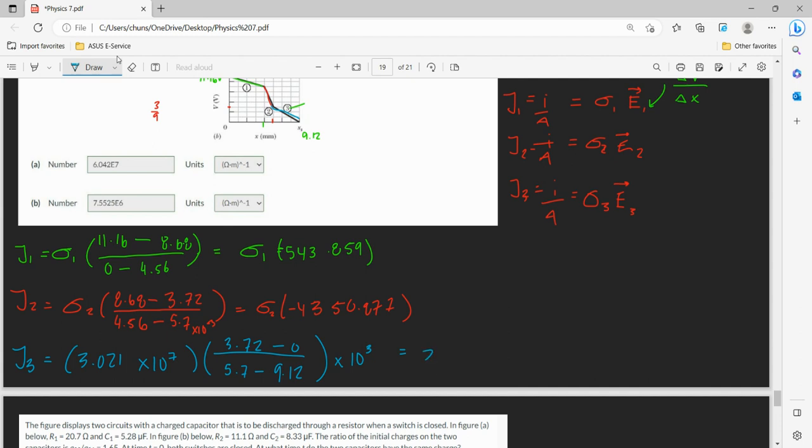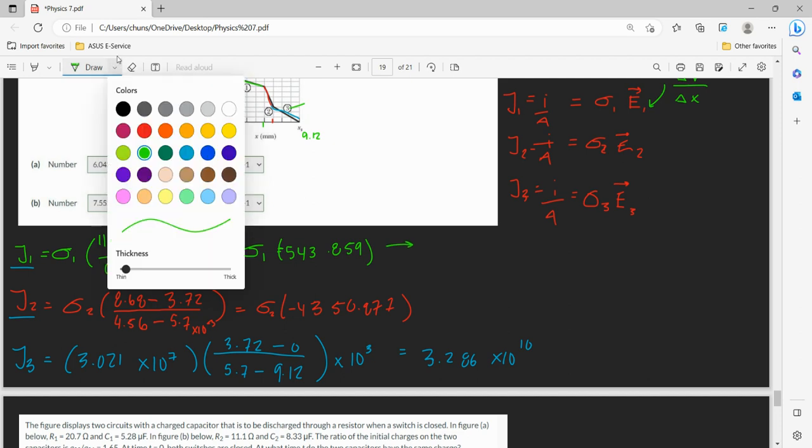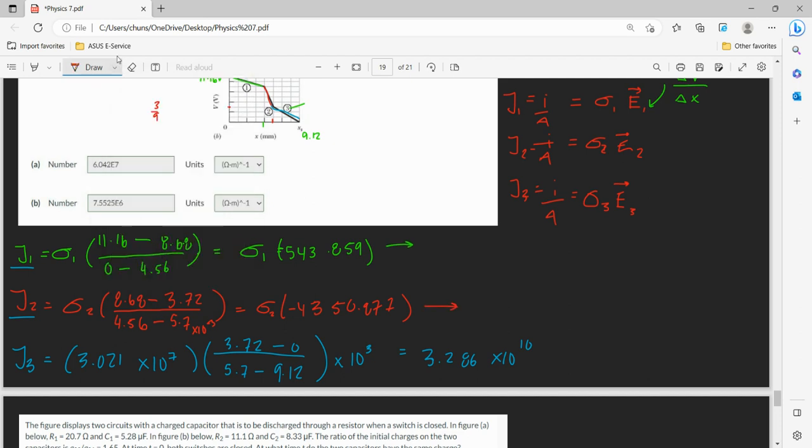And this is this enormous number of 3.286 times 10 to the power of 10. Okay, so we're going to sub this value in for J1 and J2 to find our conductivity values, because we said all of our J's are even, because our surface area was the same.